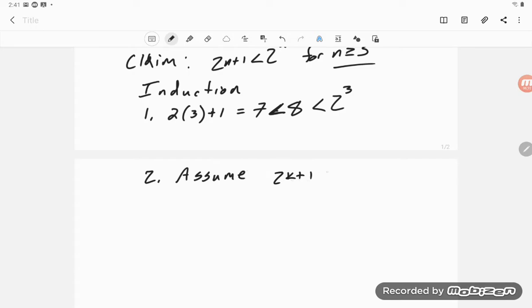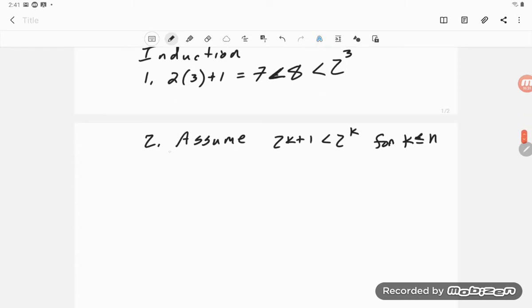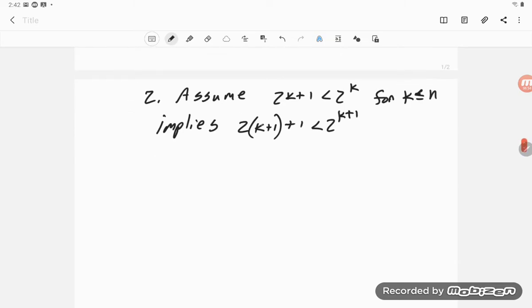2k plus 1 is less than 2 to the k for k less than or equal to some n. And we need to, hopefully this implies that 2, now here's where you have to be careful with the algebra. The next one is 2 times k plus 1, then plus 1 is less than 2 to the k plus 1. Okay, so again, well, I'm going to start there.